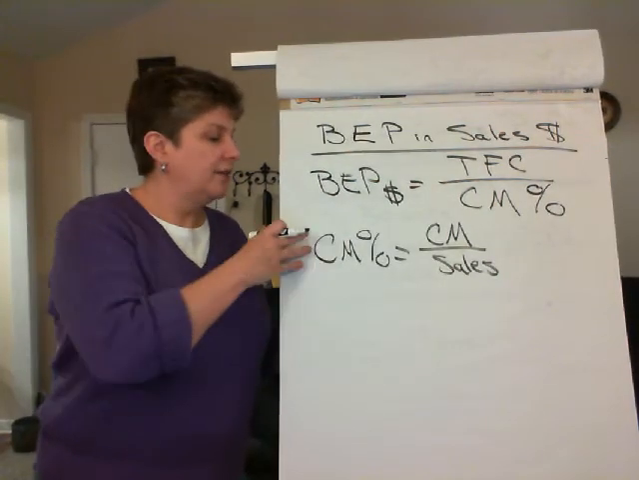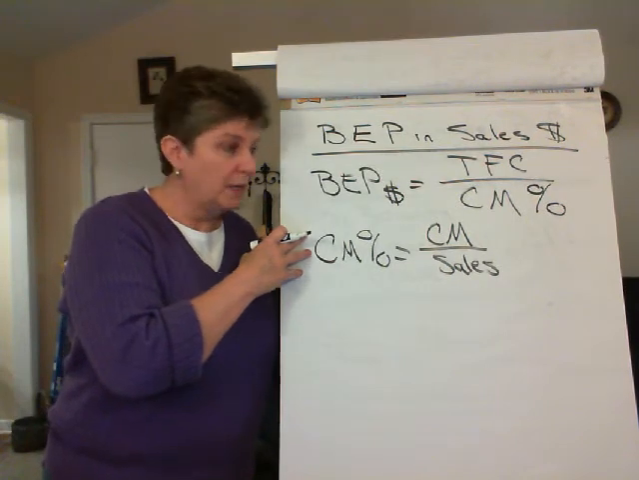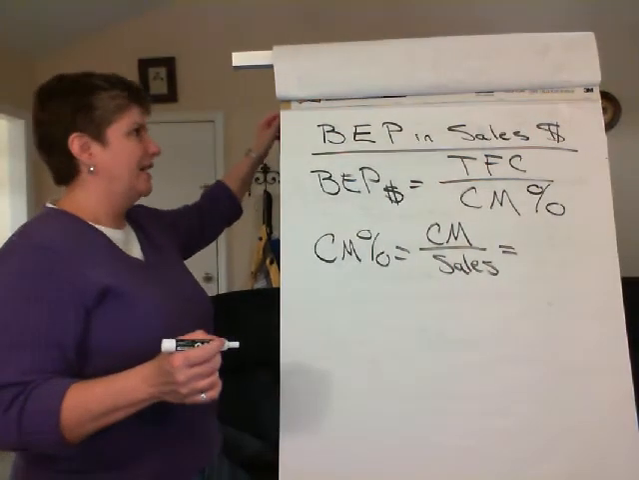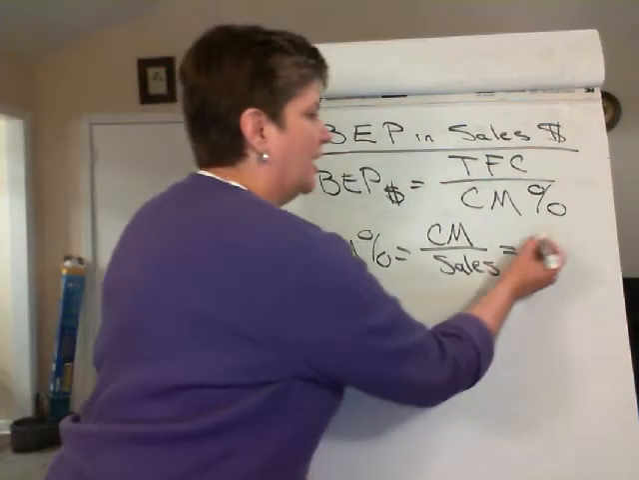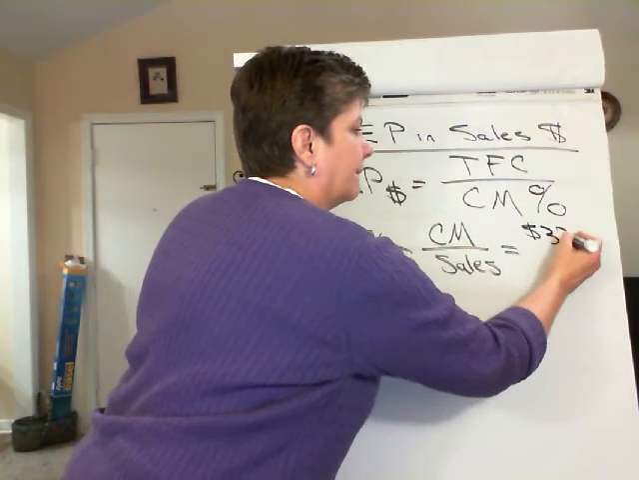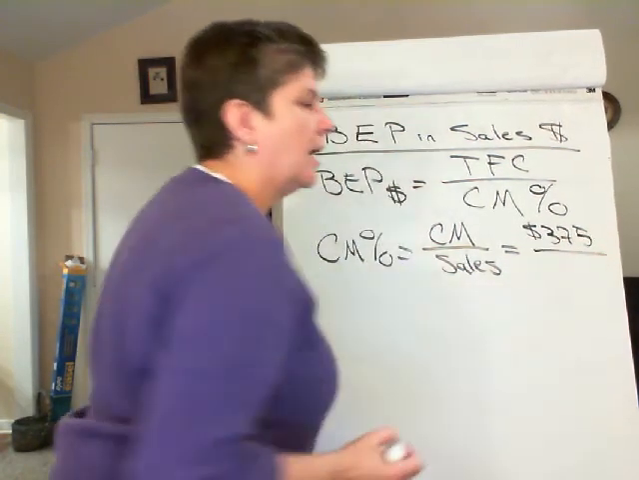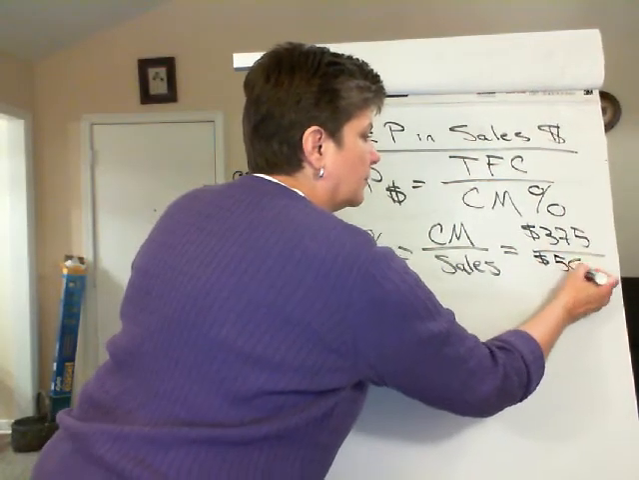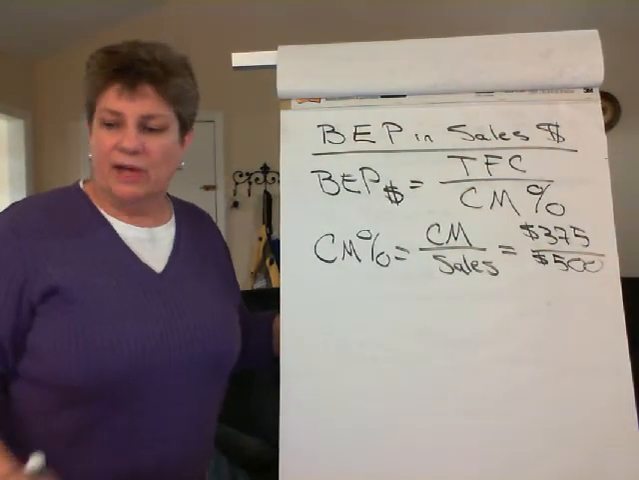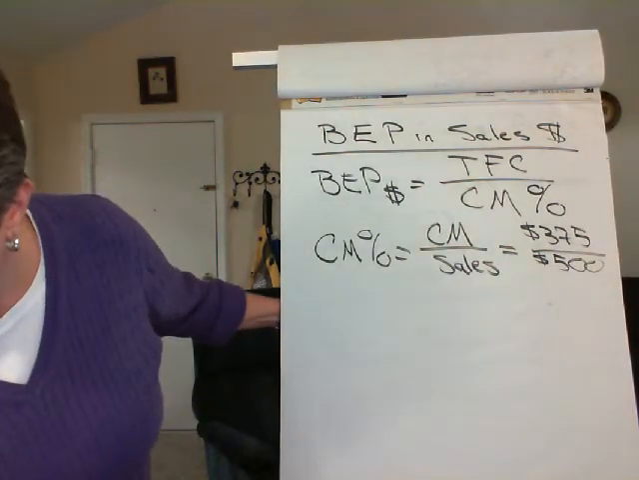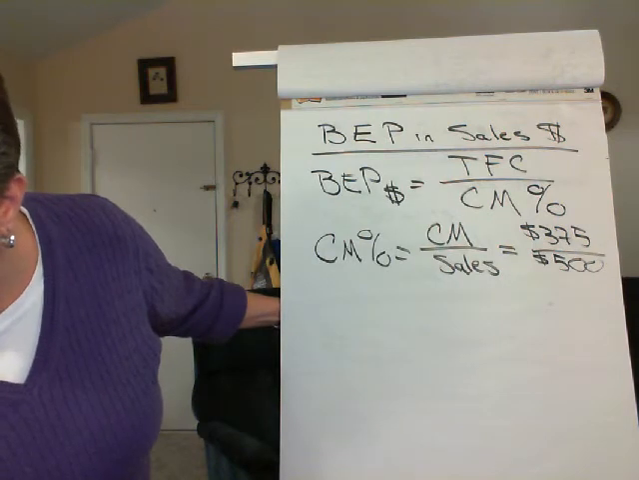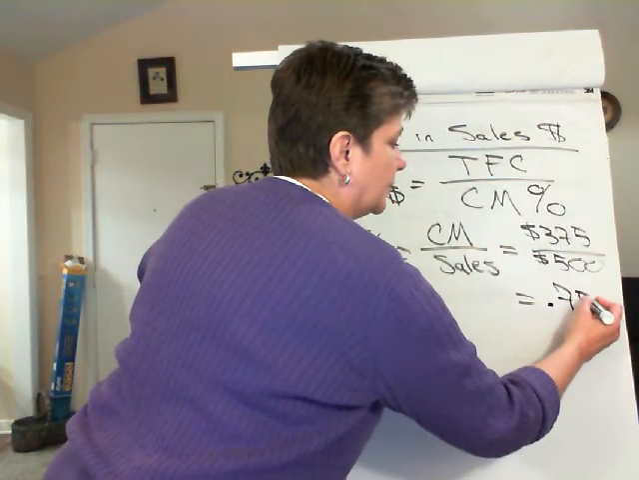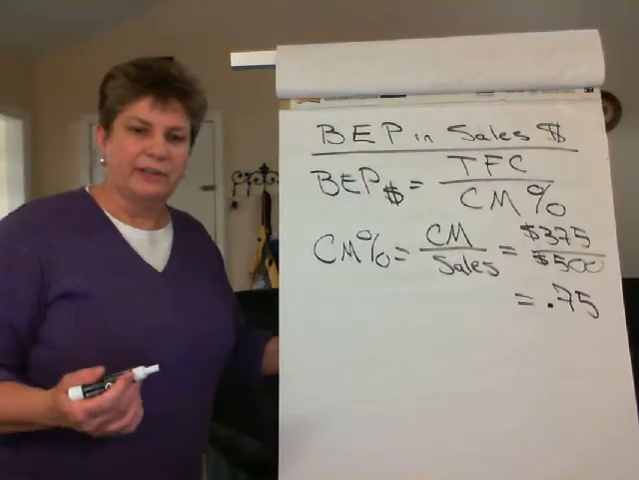Now you can calculate this either using totals. Our total contribution margin on our contribution margin income statement was $375, and our total sales was $500. So $375 divided by $500 is 75%, 0.75. So our contribution margin ratio is 75%.